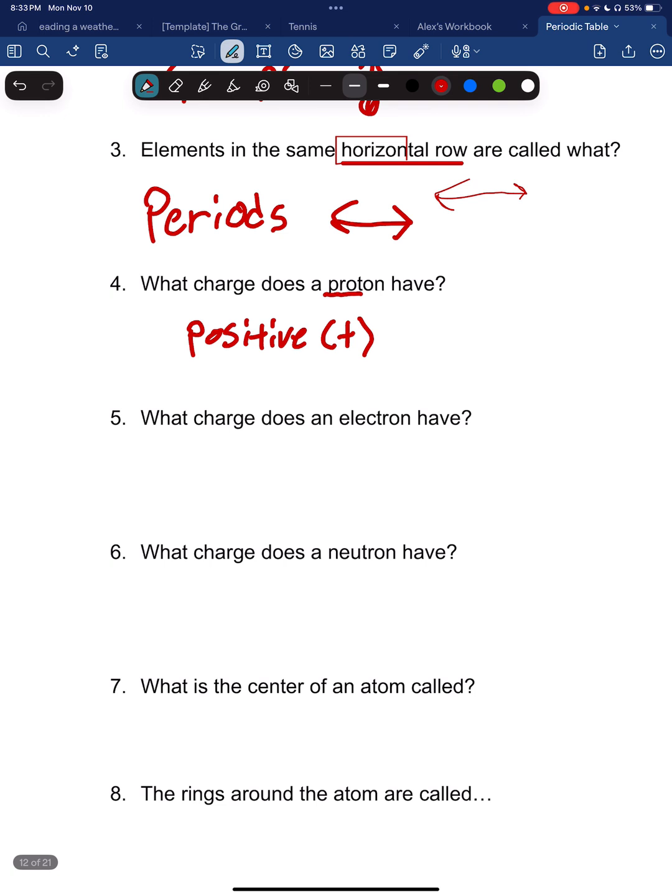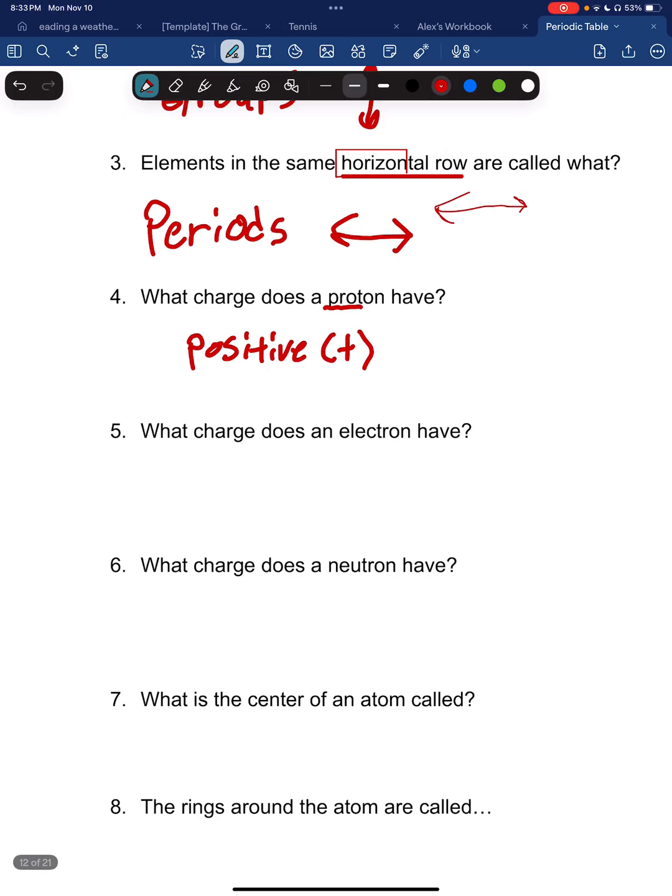What charge does an electron have? This part I've seen on our tests and our quizzes, a lot of times we get this confused. But remember, electrons are going to have a negative charge.